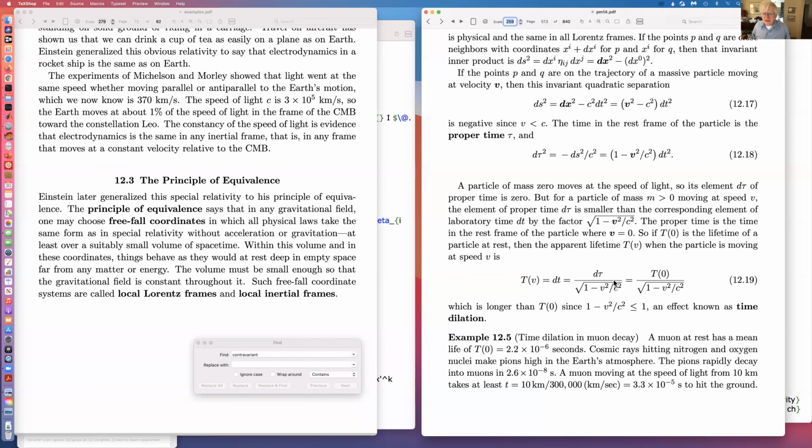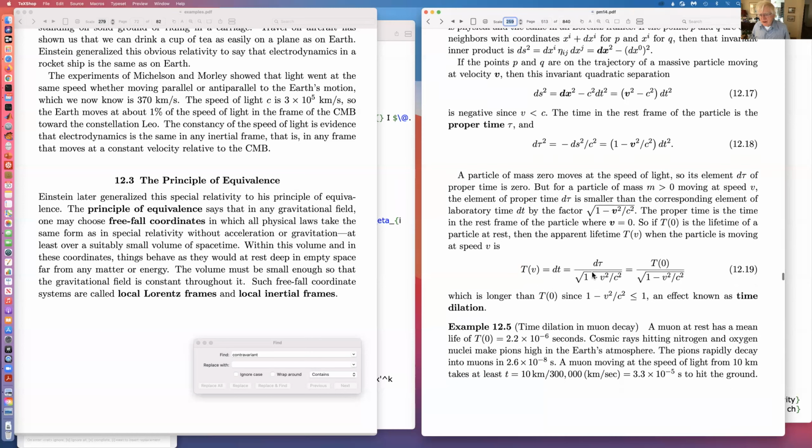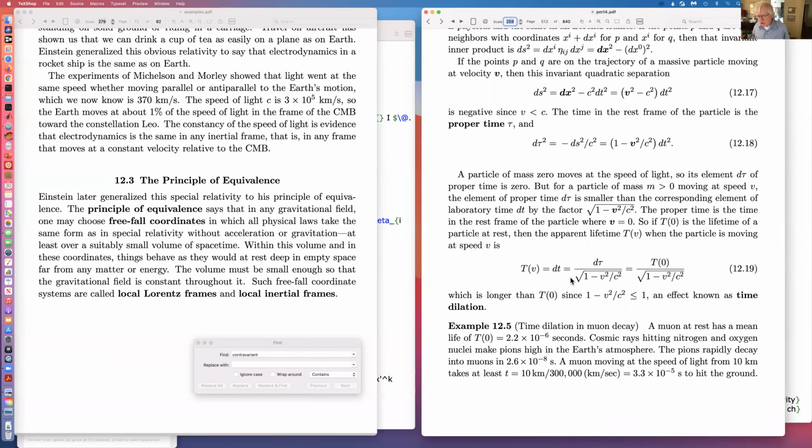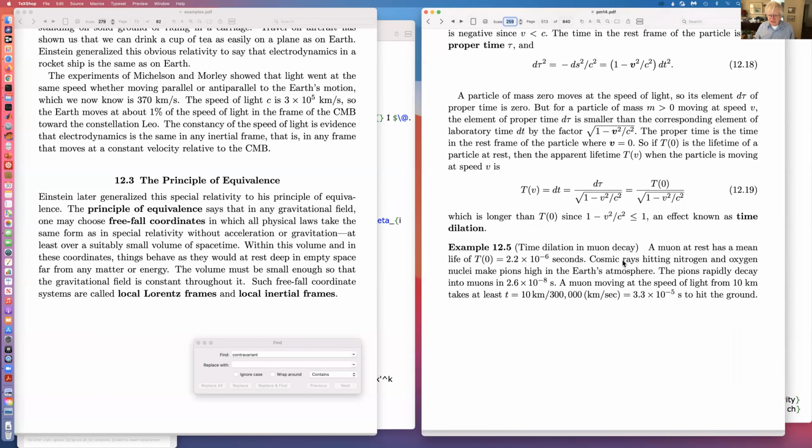Anyway, so in the lab frame, the proper time divided by this smaller number is the lab time. And so this is why the people on Earth were much older than the astronauts. You see, a gravitational field has a similar effect to moving at a high speed. We'll see that in a couple of weeks, actually.